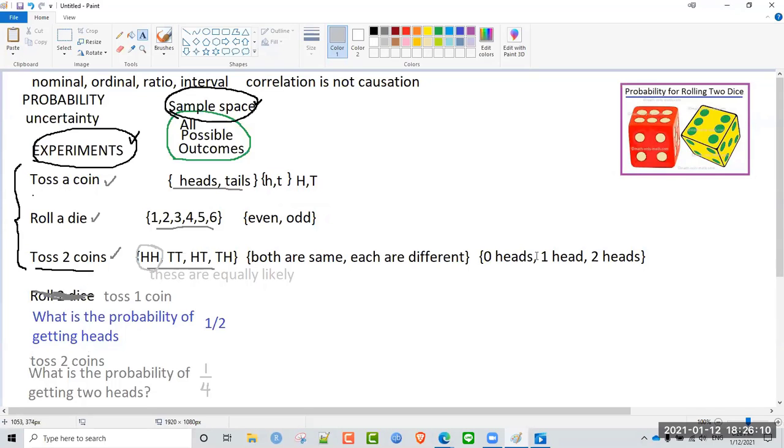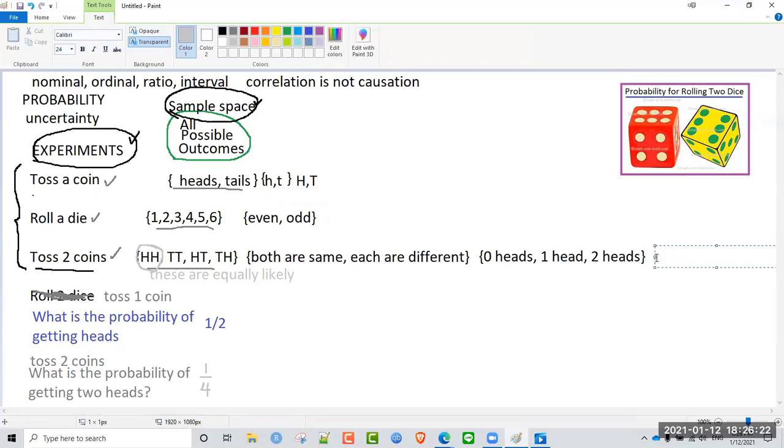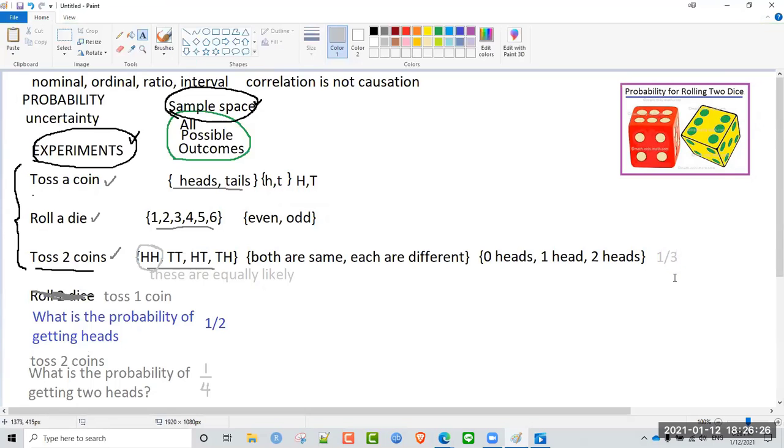Now, if we had used this as the sample space, then you might have said, oh, I think the answer is 1/3. That might seem like a reasonable answer, because you have 3 outcomes here, and 2 heads is 1 out of those. So it's 1/3.